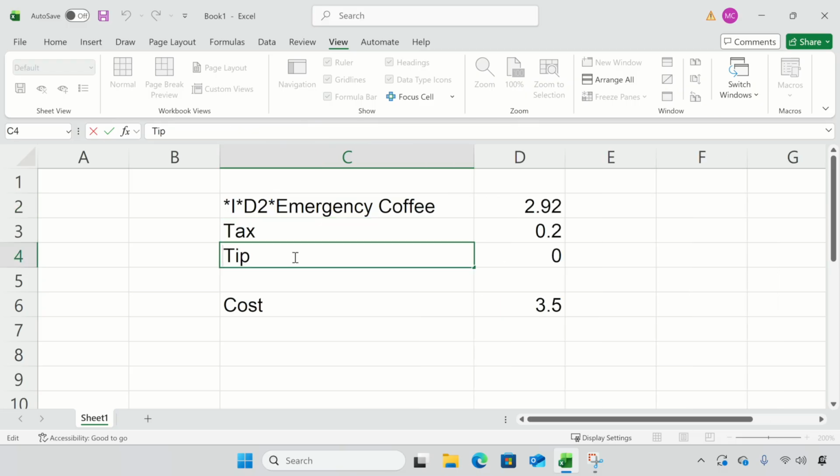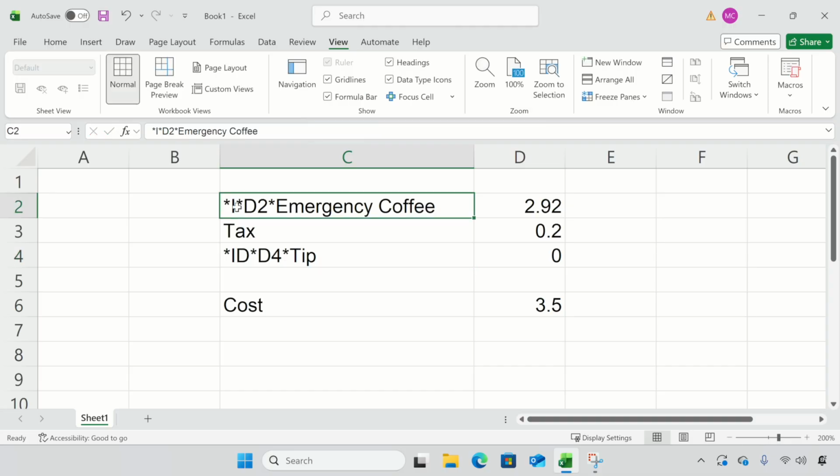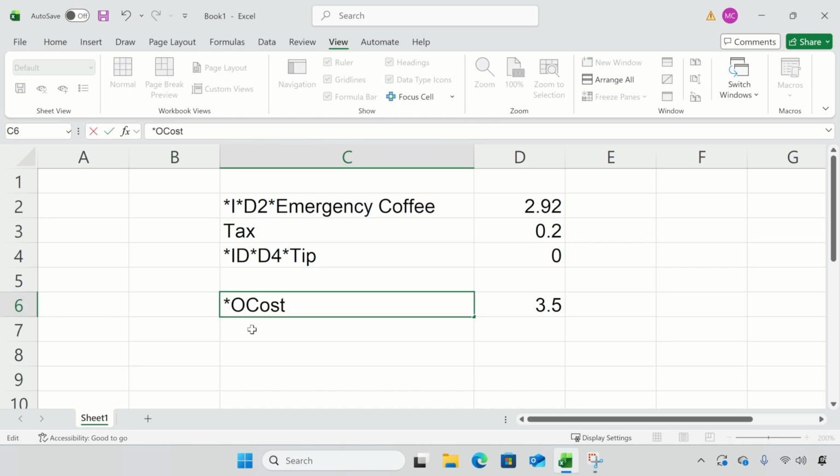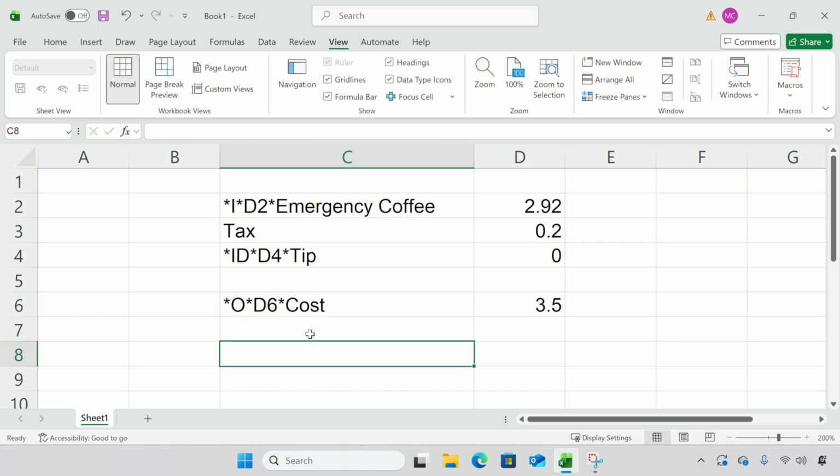For the tip, which defaults to 0, we use $ID D4. That tells Codcel, this is an input, and the default value is whatever is in the cell. Tax stays constant, because the government, unlike floating point numbers, rarely surprises us mid-calculation. And the output, the cost, gets O D6, output at D6. We now have input, price, constant, tax, input with default, tip, output, total cost.